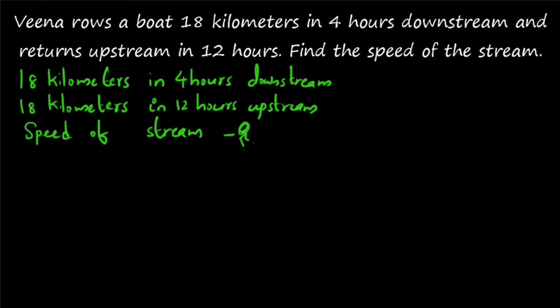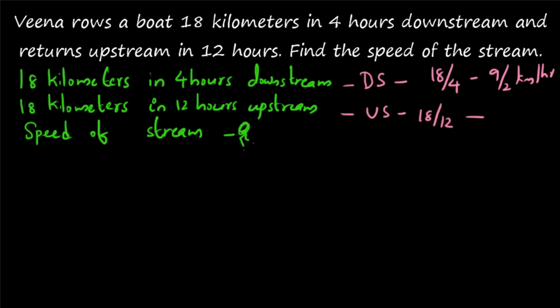Here the distance is given and also the time is given, so you can easily find out the speed. Downstream speed is equal to 18 divided by 4, which gives you 9 by 2 km per hour. And what about upstream speed? Upstream speed is equal to 18 divided by 12, which gives you 3 by 2 km per hour.